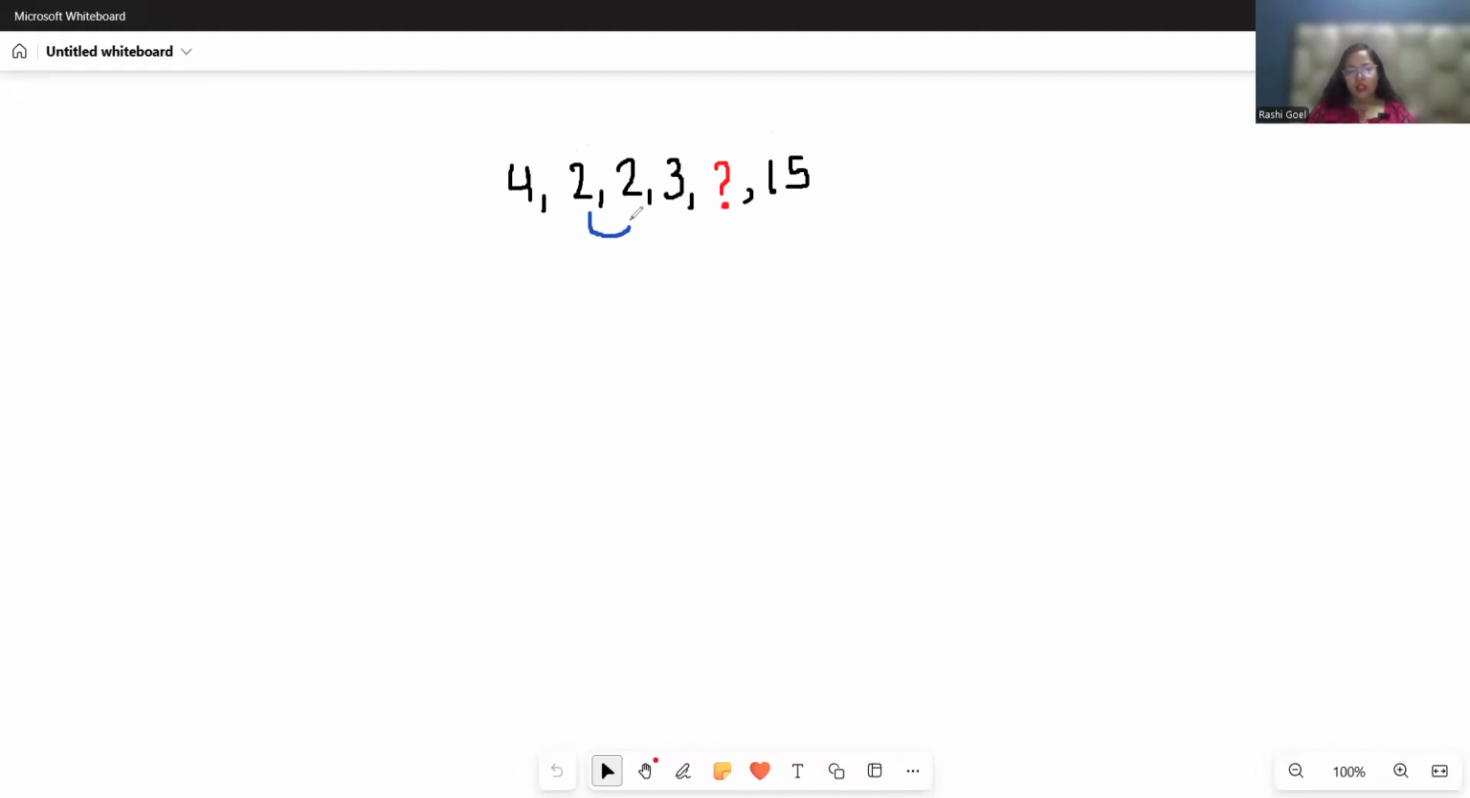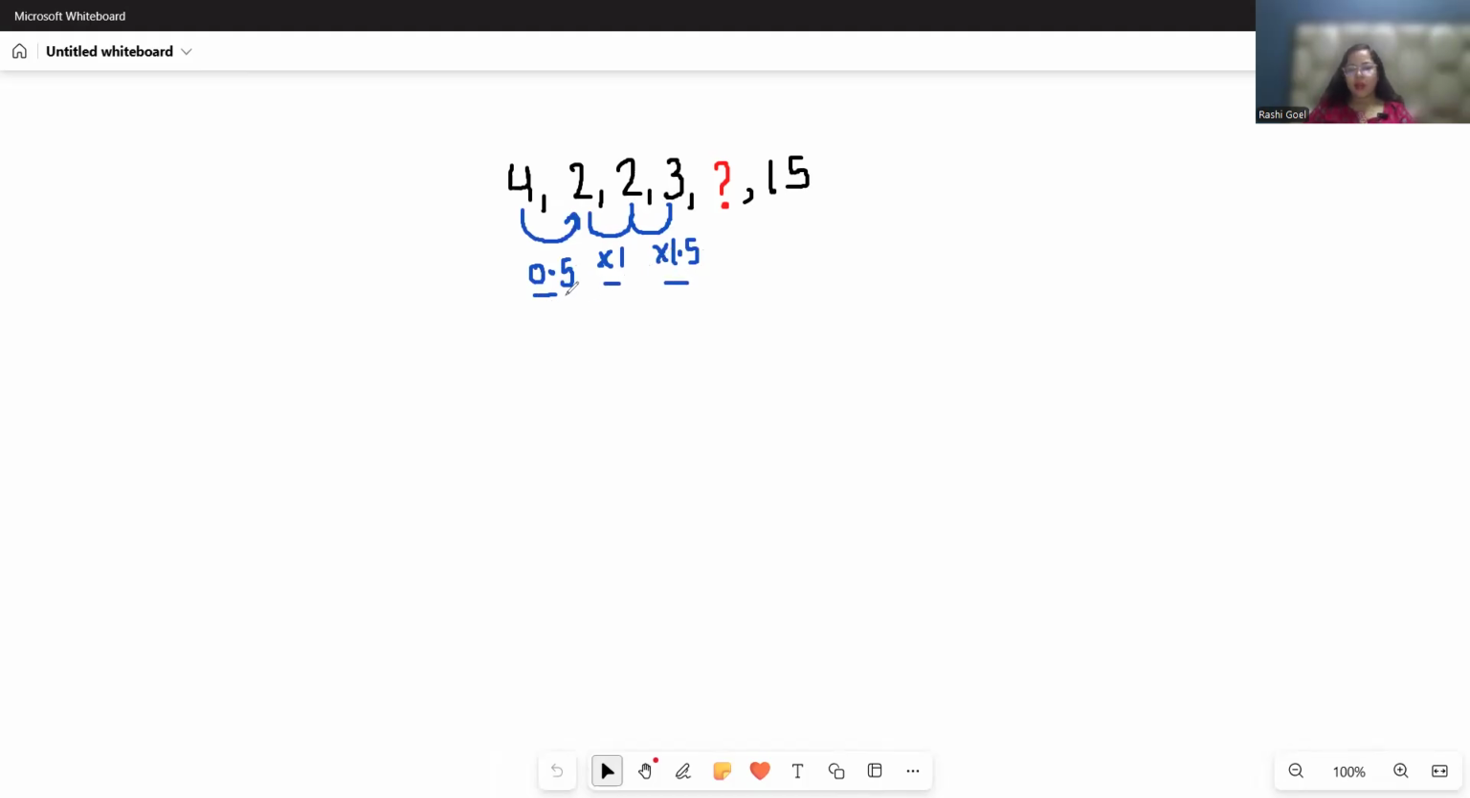Now if we check, 2 to 2, how can we reach it? By multiplying by 1. 2 to 3, how can we reach it? By multiplying by 1.5. So how can we reach 4 to 2? By multiplying by 0.5. So what we can see is an increasing multiplication by 0.5.